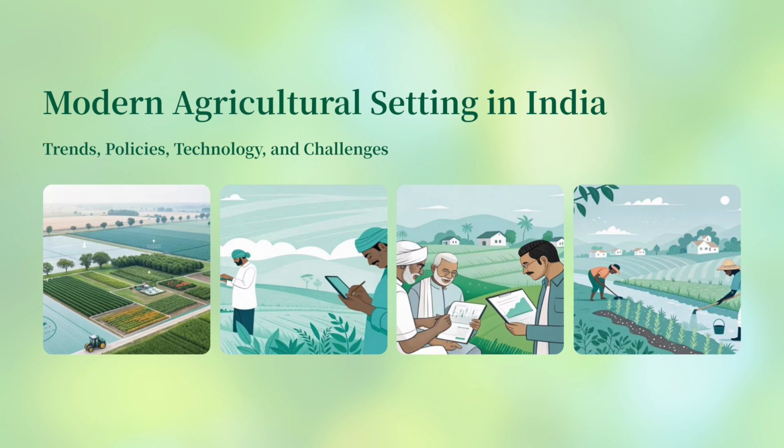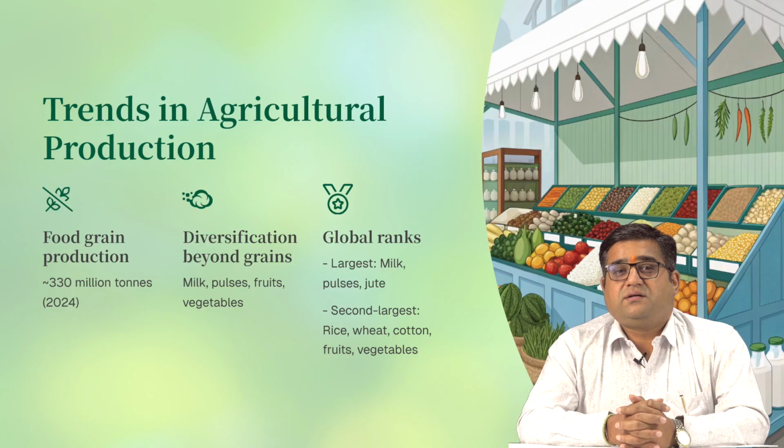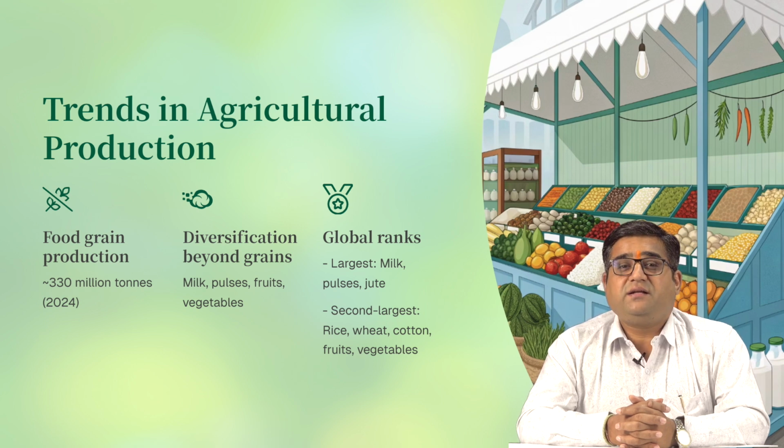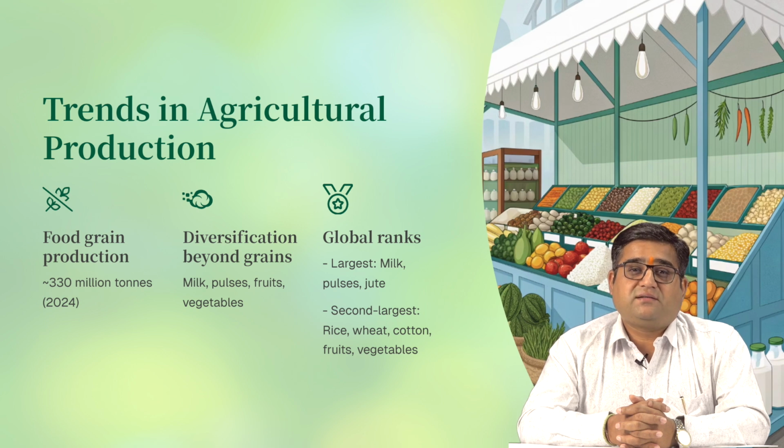So, let us start with the third learning objective. Here, we will discuss the modern agricultural settings focusing on trends in agricultural production. Since the Green Revolution, Indian agriculture has undergone remarkable diversification and growth. To give you perspective, India's food grain production reached an unprecedented high of about 330 million tons recently, compared to merely 50 million tons around independence. This growth is due to enhanced productivity through improved seed varieties, fertilizers and expanding irrigation.